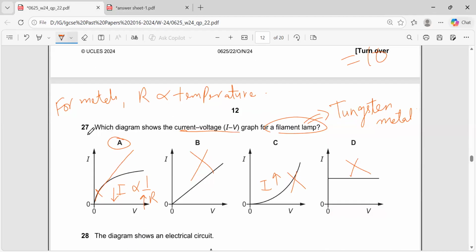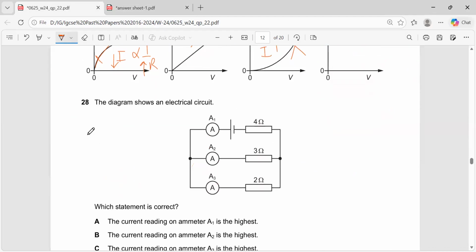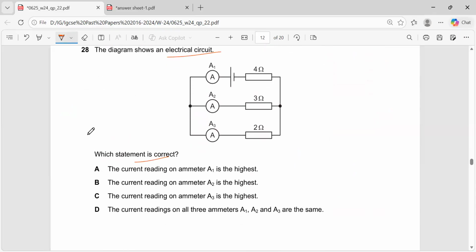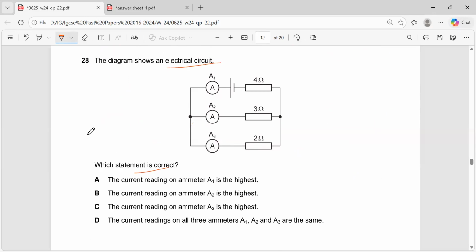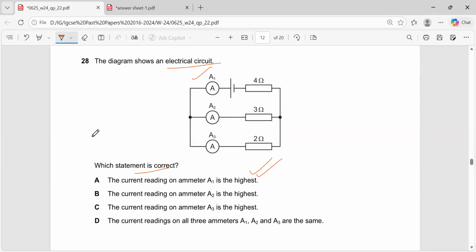Now, my dear friends, 28. The graph shows an electrical circuit. Which statement is correct? It is all talking about current. The current reading on ammeter A1 is highest. It looks to me correct. The current on ammeter A2 is highest. Wrong. On A3 is highest. Wrong. The current reading on all three ammeters is the same. It is possible only in a series circuit. So series, okay, but this circuit is what? This is parallel.